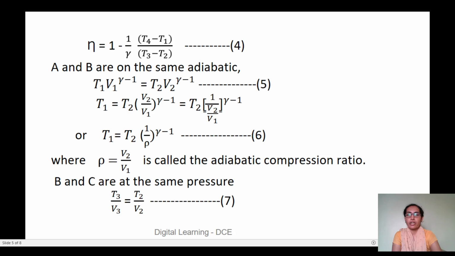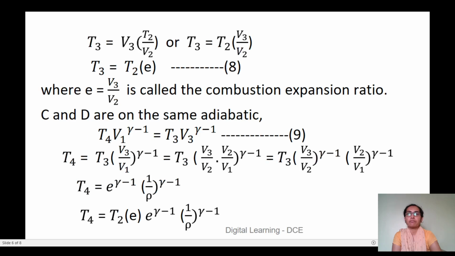Similarly, the points B and C are at the same pressure. So therefore we have T3 by V3 equals T2 divided by V2. Call that equation 7. Or T3 equals V3 into T2 by V2, or T3 equals T2 into V3 divided by V2, or T3 equals T2 into E. Call that equation 8, where E equals V3 divided by V2 is called the combustion expansion ratio.